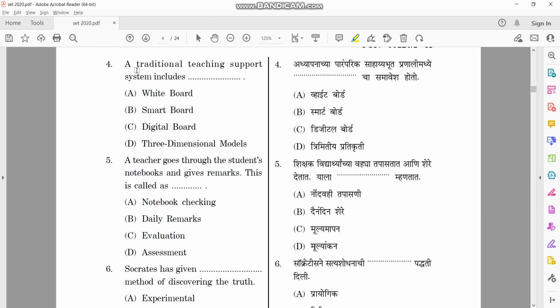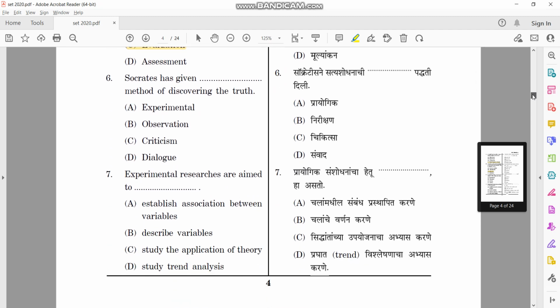Now, next question is, a traditional teaching support system includes dash. So, whiteboard, smart board, digital board, or three-dimensional model. So, if you think about the traditional systems, there is a three-dimensional model. Okay. So, moving to the next question. A teacher goes through the students' notebook and gives remarks. This is called notebook checking, daily remarks, evaluation, or assessment. So, the correct answer is here, evaluation.